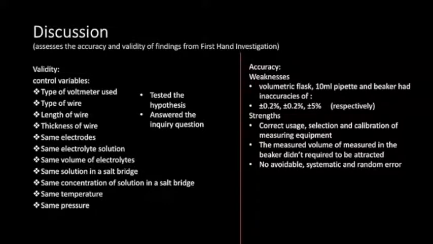The results were also valid as it tested the hypothesis and answered the inquiry question. The method allowed for the results to give a clear answer to the inquiry question by testing a range of reaction quotients, which were 10,000, 1,000, 100, 10, and 1, thus making it valid.